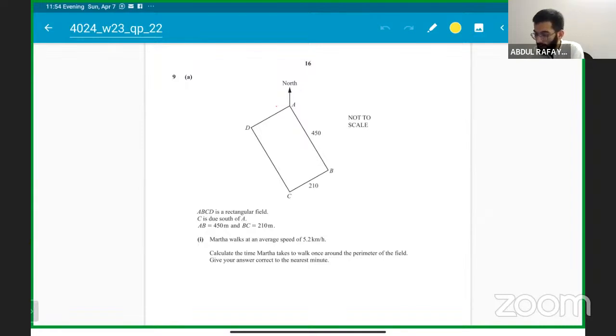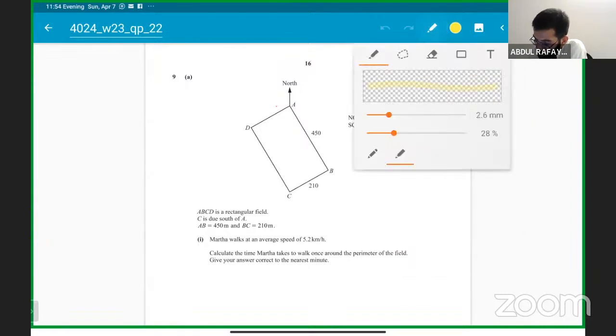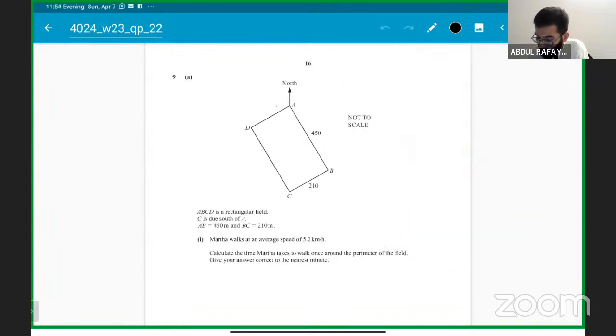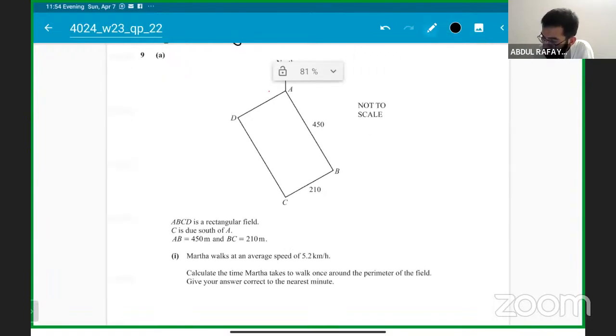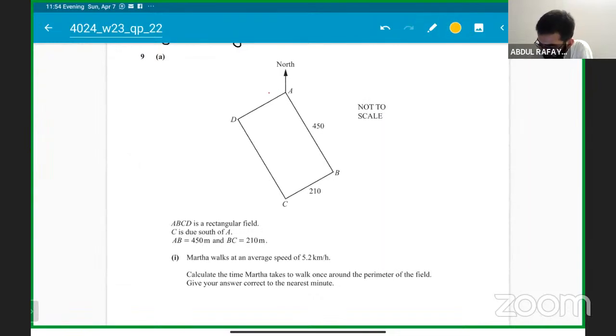Okay, guys, moving forward, hope everyone has read the question. This is question number 9, which is on trigonometry, 3D trigonometry, bearings, and we can write down trigonometry, October-November 2023. What we need to understand is that ABCD is a rectangular field, and C is due south of A.